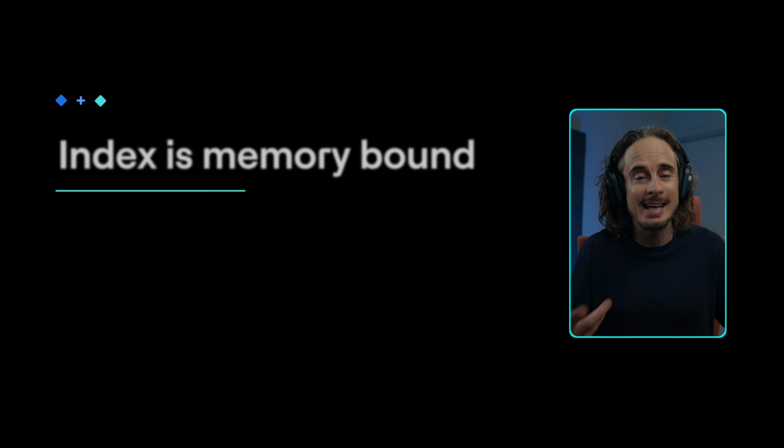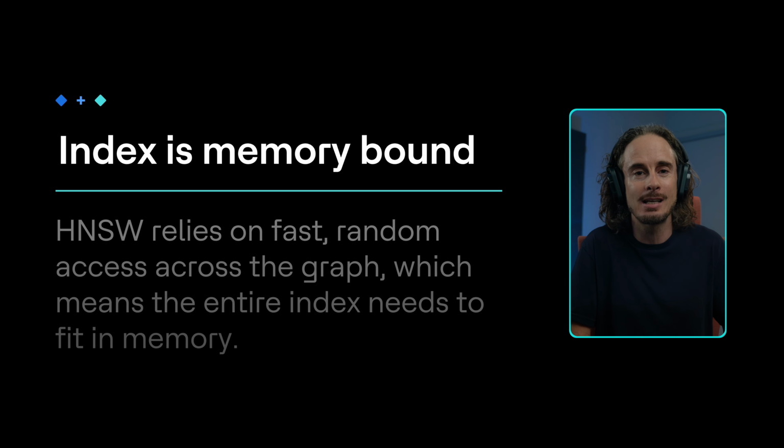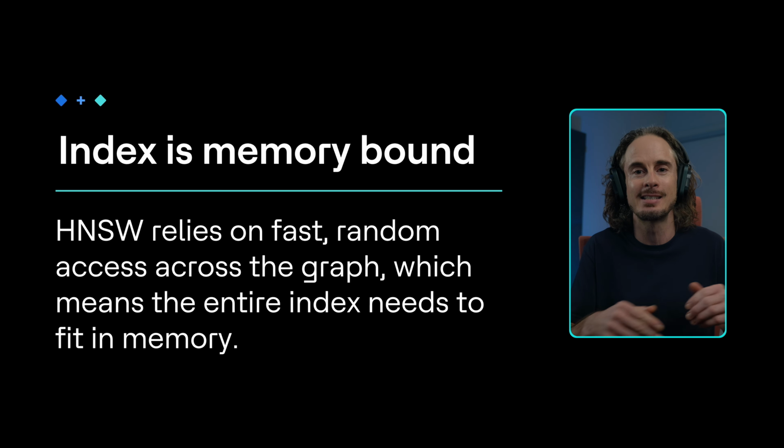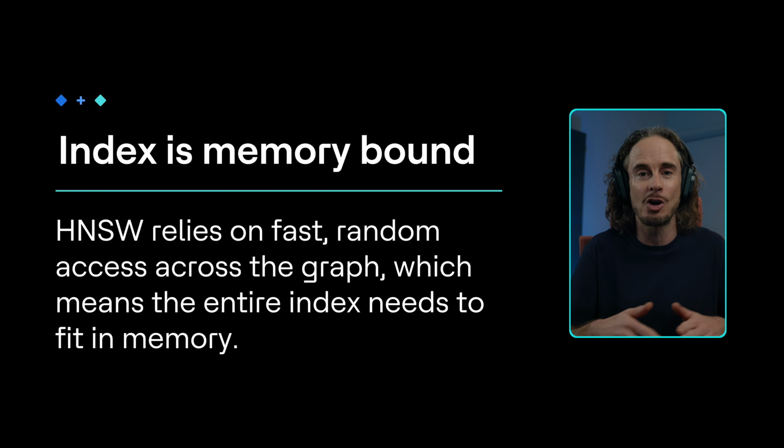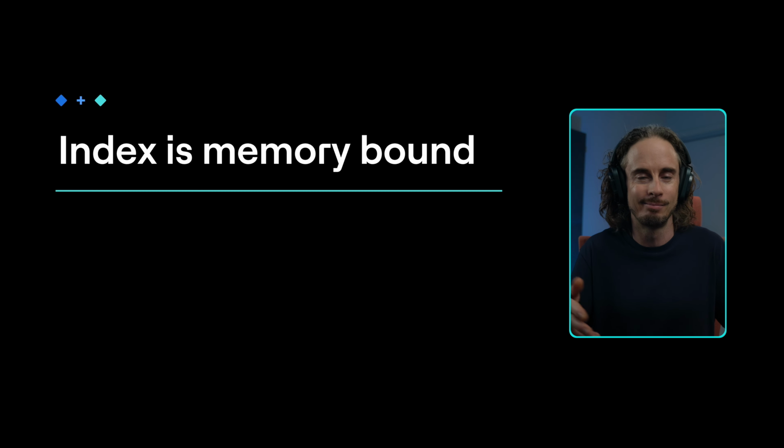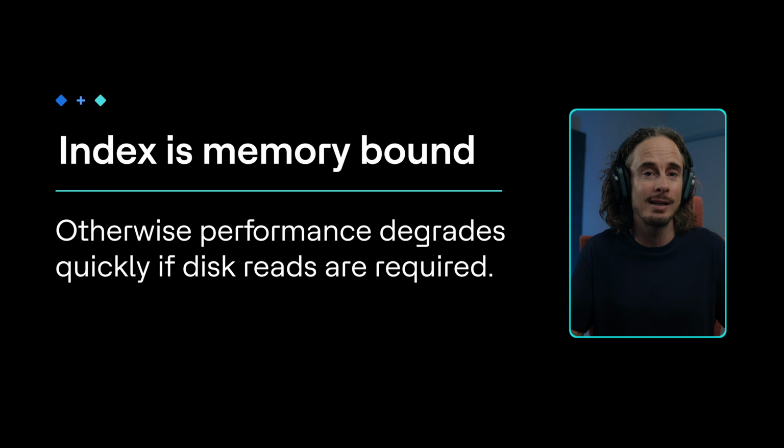And third, the index is memory bound. HNSW relies on fast, random access across the graph, which means the entire index needs to fit in memory. Otherwise, performance degrades quickly if disk reads are required.